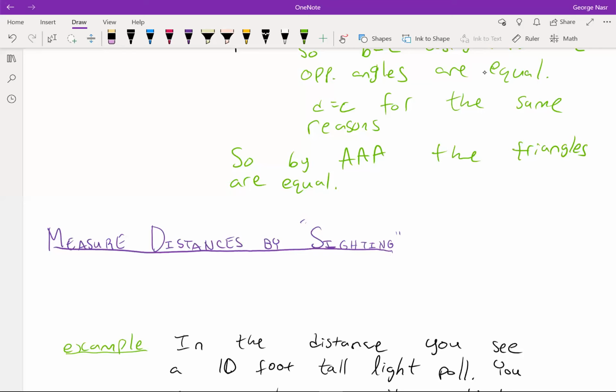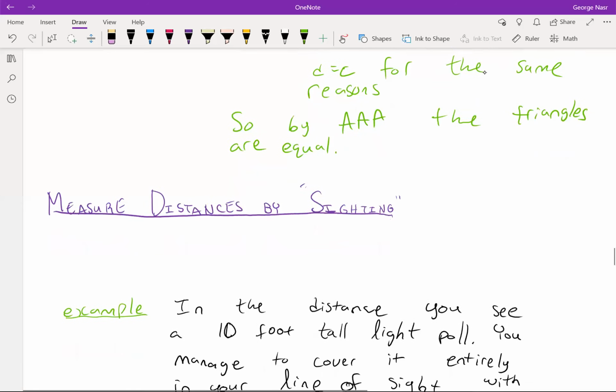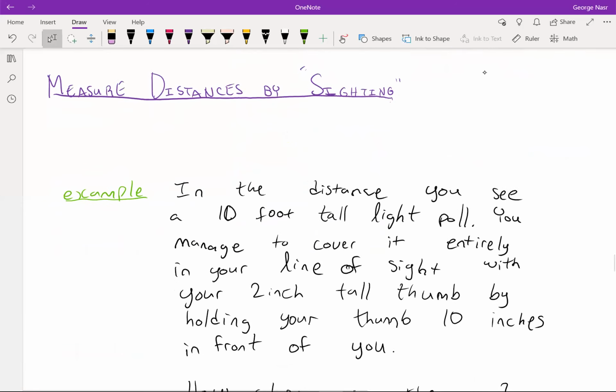So this phenomenon, this thing that you're doing, leads to a tool for measuring distances called sighting. And that's what I want to talk about. You can use this phenomenon to actually measure how far away things are from you, which is really, really cool.